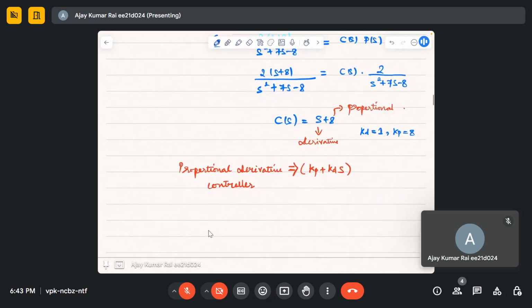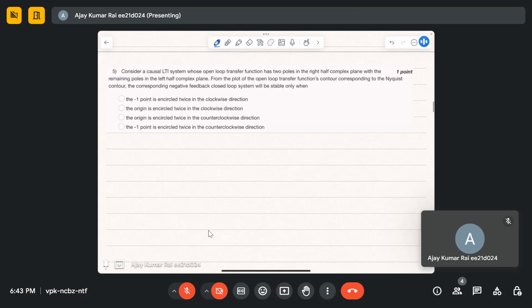Okay, we'll go to the next question. Let's consider a causal LTI system. Causal LTI means we have a proper transfer function. The open loop transfer function has two poles in the right half complex plane, with the remaining poles in the left half complex plane. So the information about the open loop transfer function is given.